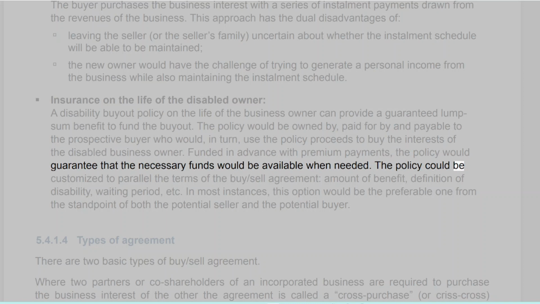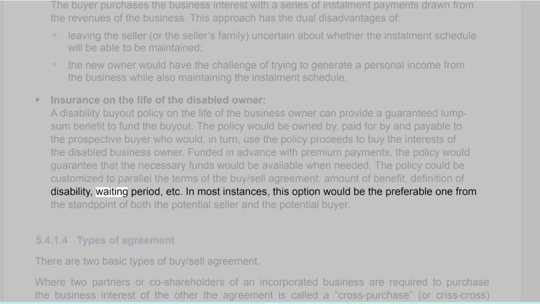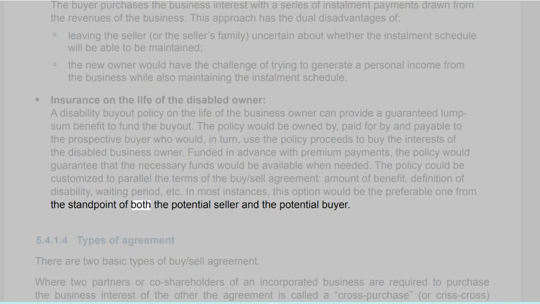The policy could be customized to parallel the terms of the buy-sell agreement: amount of benefit, definition of disability, waiting period, etc. In most instances, this option would be the preferable one from the standpoint of both the potential seller and the potential buyer.